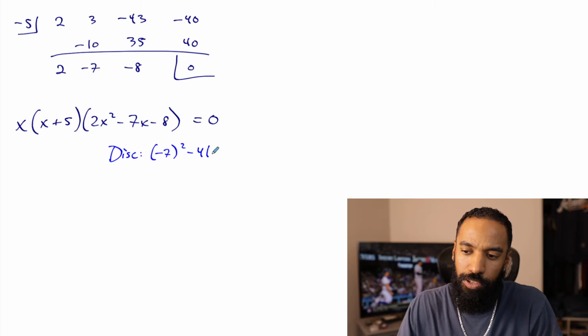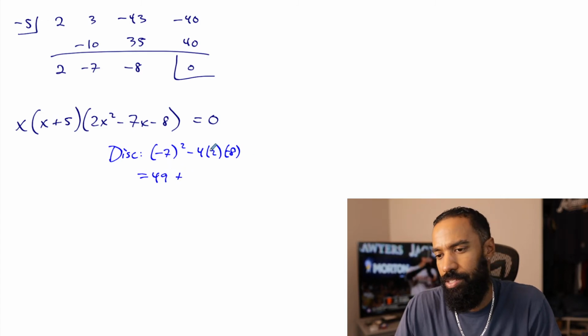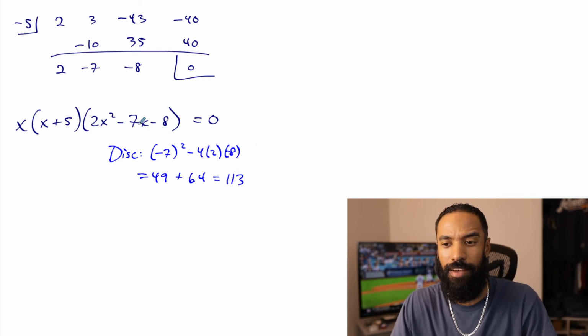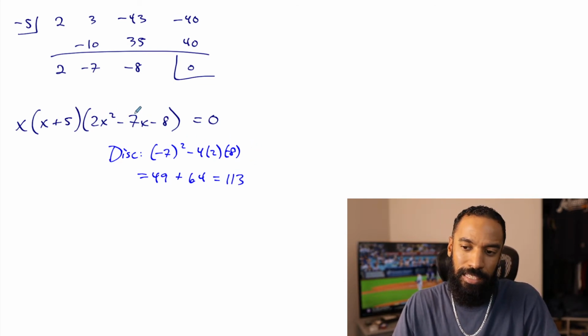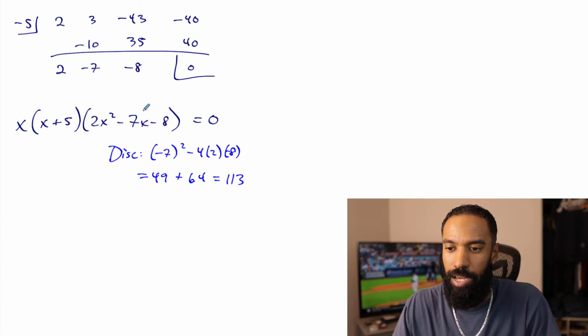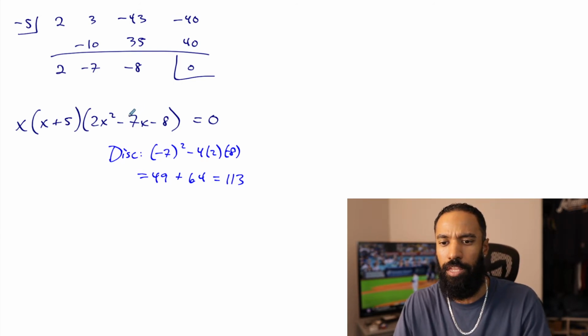b squared minus 4ac. That's 49 plus 8 times 8, which is 64, so 113. Definitely not a perfect square, so this is not factorable. There are a couple of numbers that this could have been for it to be factorable, but not this. If it was -17, or maybe -15, I think it would have been factorable.